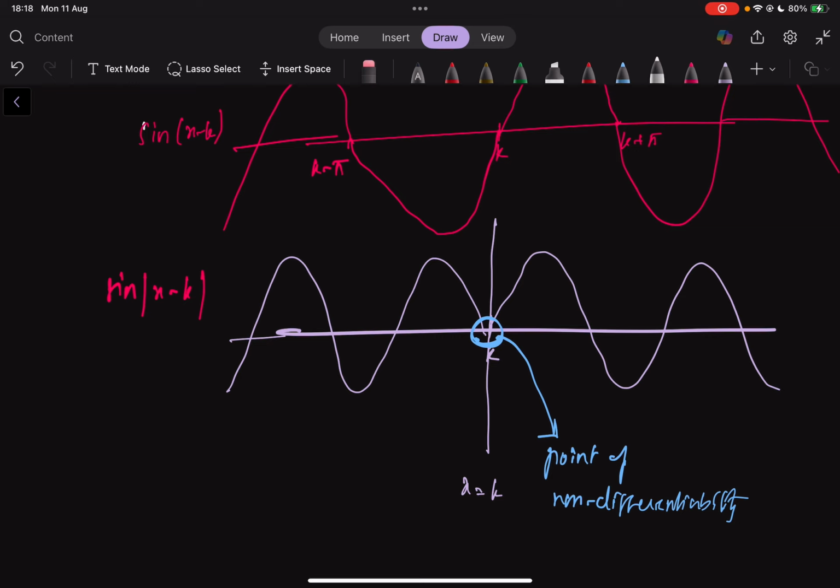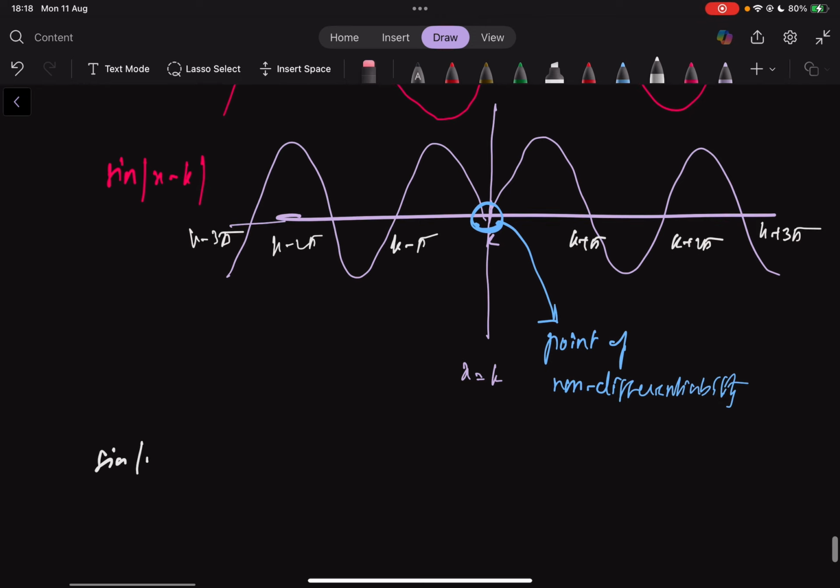So basically this will be k, this is k plus pi, this is k plus 2 pi, k plus 3 pi, this is k minus pi, k minus 2 pi, k minus 3 pi. So basically sine of mod x minus k will have a point of non-differentiability at x equals k.